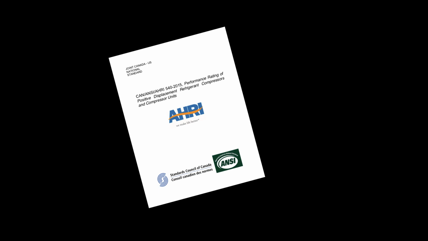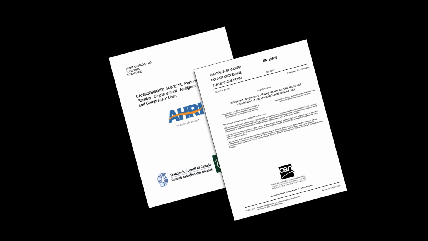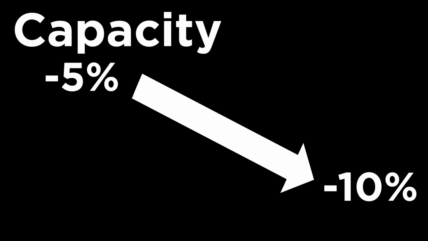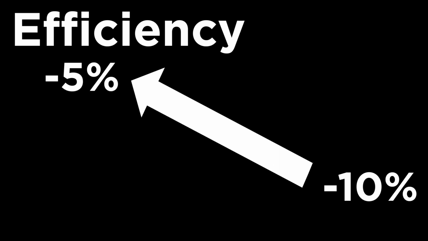Compressor performance standards AHRI 540 and EN 12900 allow only limited tolerances. Capacity tolerances range from -5% at high evaporating temperatures to -10% at low evaporating temperatures. Efficiency tolerances applicable to COP or EER are generally down to -10%, but only -5% at some specific rating points. So, is it possible to manage or eliminate these uncertainties?